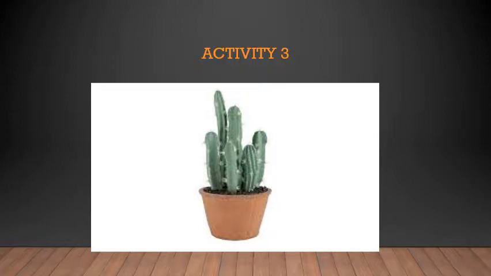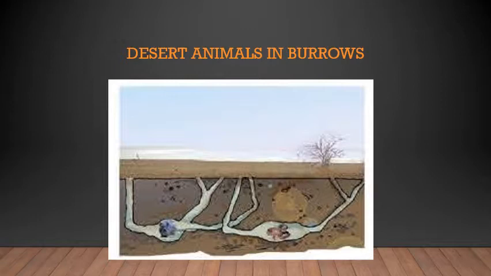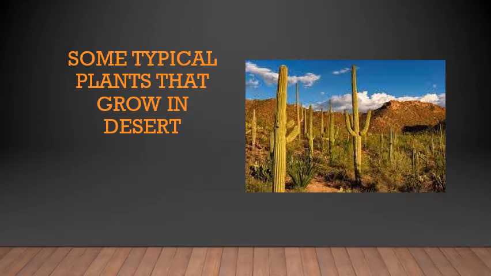What do you see? Do you notice any difference in the amount of water collected in the two polythene bags? Of course, the cactus plant wouldn't have transpired as much water as the normal plants. Desert plants lose very little water to transpiration. The leaves in the desert plants are either absent, very small, or are there in the form of spines. Here is the desert animal which can live in burrows. They go underground when it is extremely hot on the ground, and in the night when it is cooler they come out. Some typical plants that grow in deserts: the cactus.